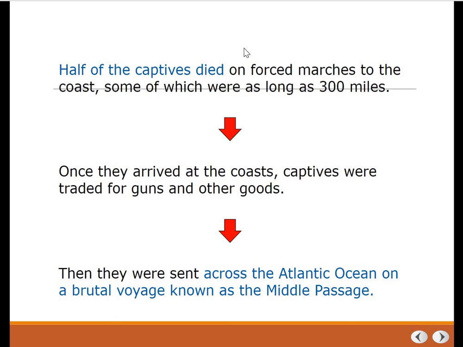Then they are brought across the Atlantic Ocean in what is now known as the Middle Passage. And this is what you'll be reading about, the conditions on the Middle Passage, for the work today.